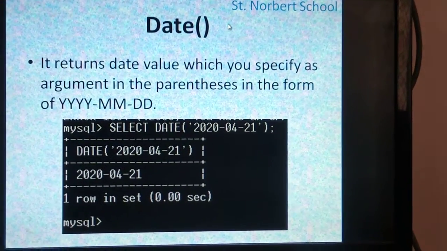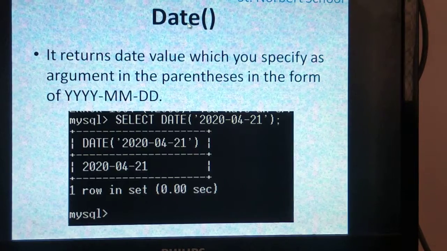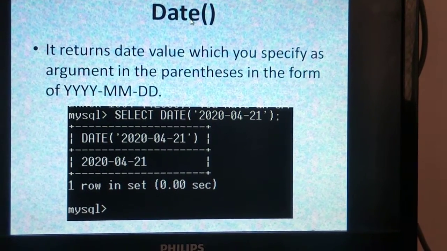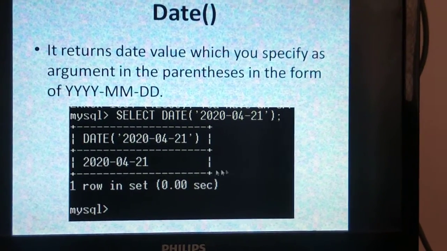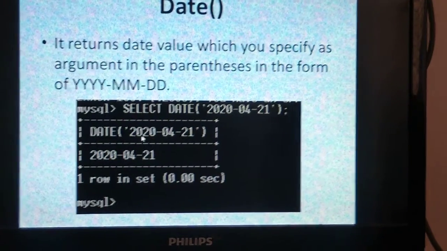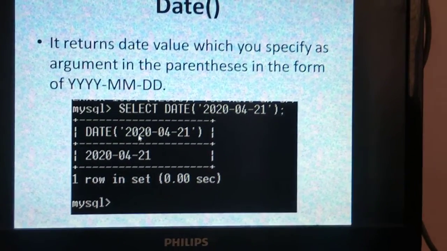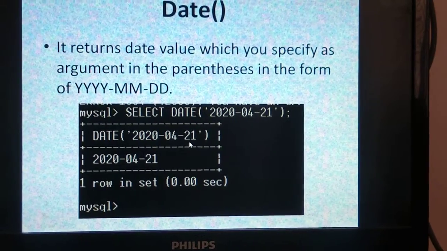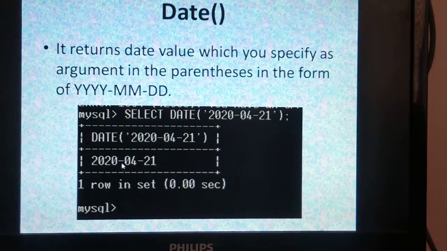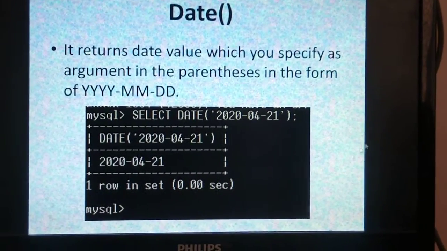Next function is DATE. It returns the date value, whatever we specify in the DATE function as an argument. For example, you can write the date in the form of year, month and date. It displays as it is. This means it is a user defined date.